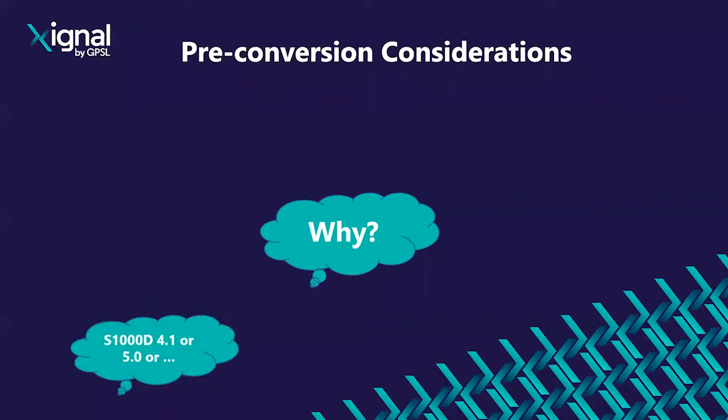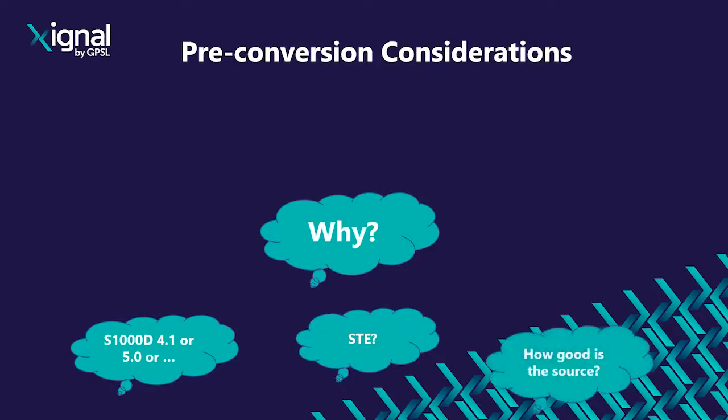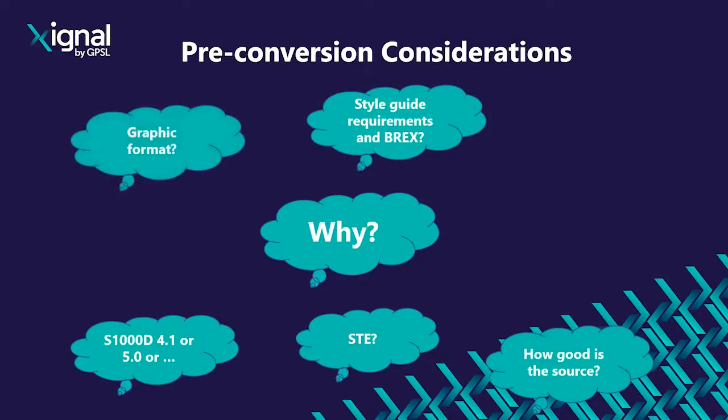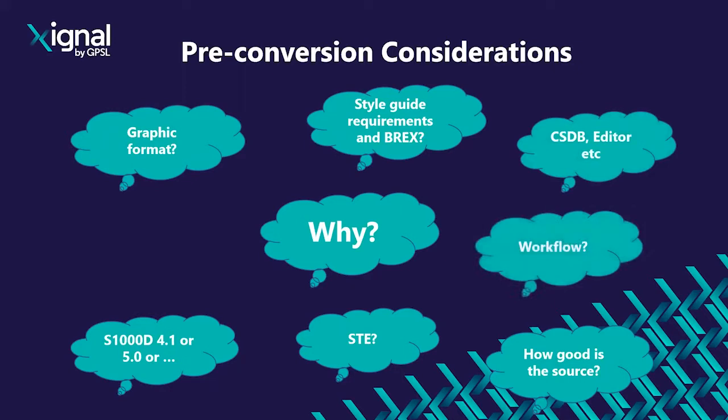So, which version are we going to? 4.1, 5, 4.2, any number of S1000D versions. Do we need Simplified Technical English? That's going to add another layer of complication to what we're doing. How good is the source data? That's a big one as well. Are there any style guide and BREX requirements? What are the graphic formats that we need? Do we have the tooling, the CSDBs, the editors? What's our workflow going to be?